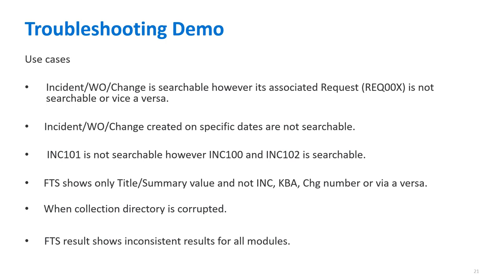Then another scenario is a specific date. My incident, work order, change, or any record created on a specific date is not searchable. My INC 101 is not searchable, but INC 100 or 102 is searchable. So the scenario is that some of the incidents in between are not searchable. In the case of incident, knowledge, or change management, we have a title and summary which get onto the global search result. It is not showing any values, but it shows only the incident and the knowledge article, or vice versa. Sometimes we get only the title and the summary, but we don't get the incident number.